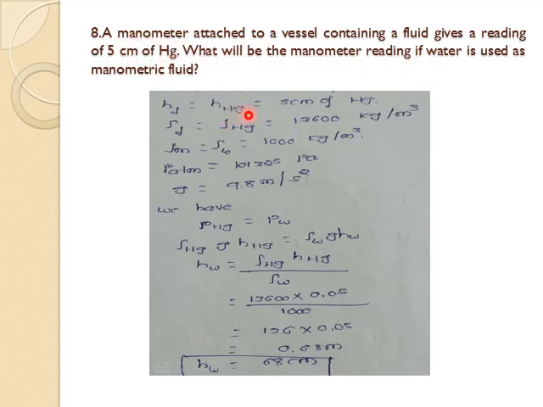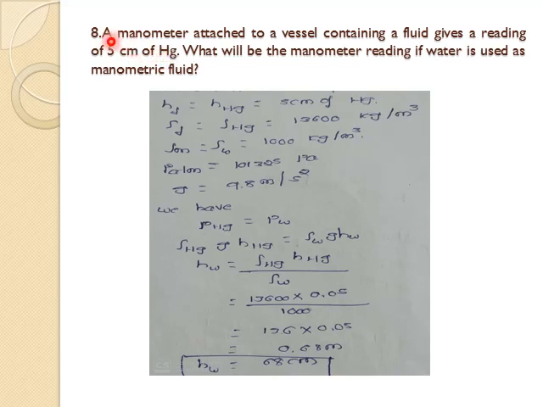Height of the mercury is 5 cm Hg, as given. Density of mercury is 13,600, and density of water, we know, is 1000 kg per meter cube. Atmospheric pressure is this much, and g is 9.8 meter per second square. We know a very important thing here: whether you use mercury or water as the manometer fluid, the pressure inside the vessel will be the same. What is going to change when you change the manometer fluid is just the height of the fluid column.